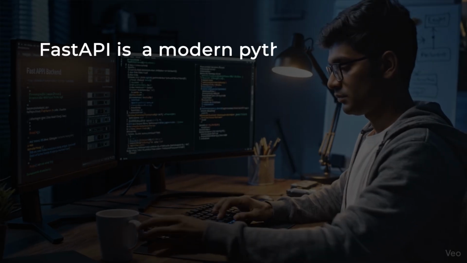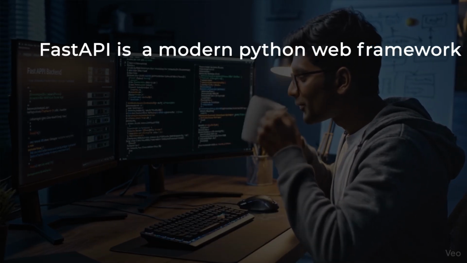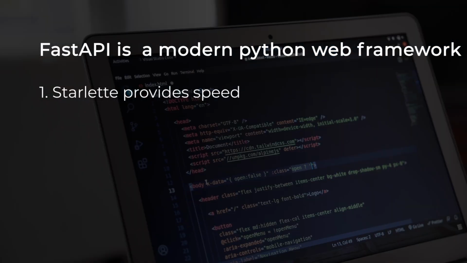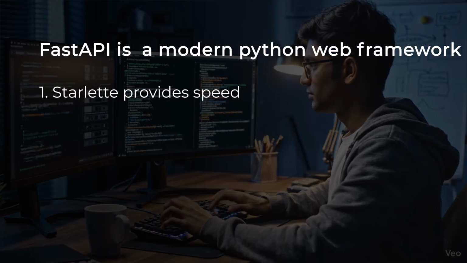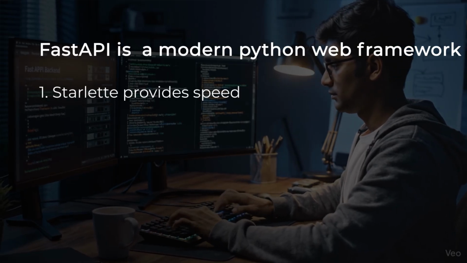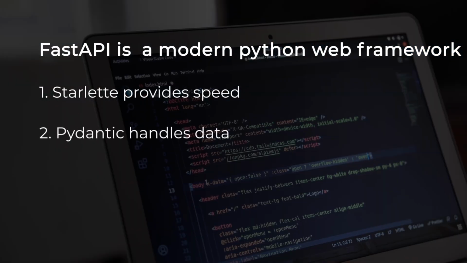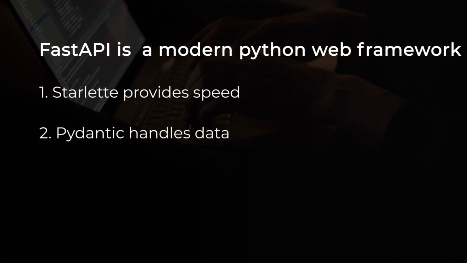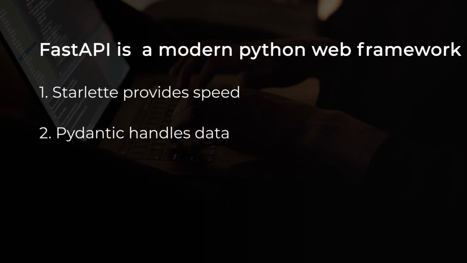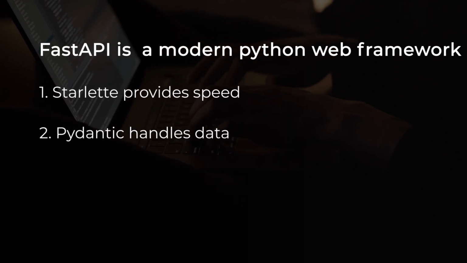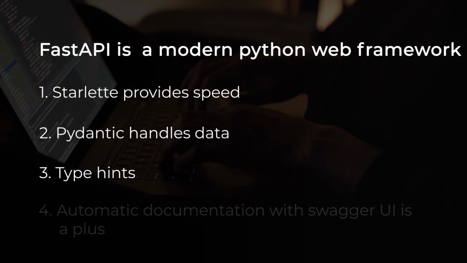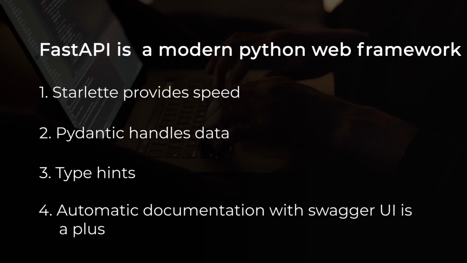FastAPI is a modern framework built on two key pillars. First is Starlette, which handles the web routing and is incredibly fast, allowing us to leverage asynchronous Python. Second is Pydantic, which handles all data validation and serialization. The combined result is a framework that is on par with Node.js and Go in terms of speed, but gives us the simplicity and robustness of Python type hints, as well as automatic interactive documentation.